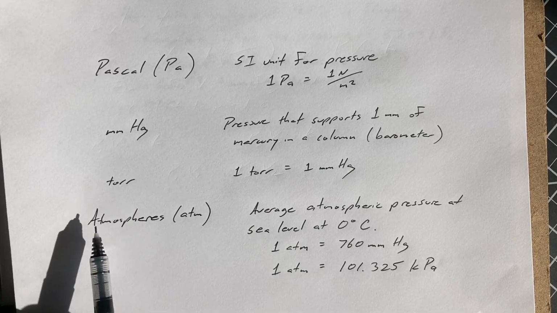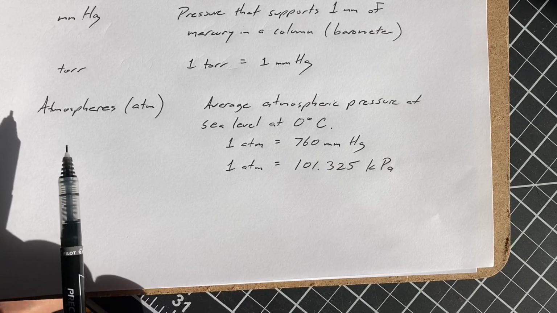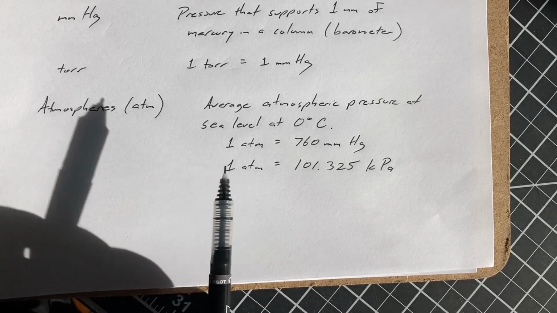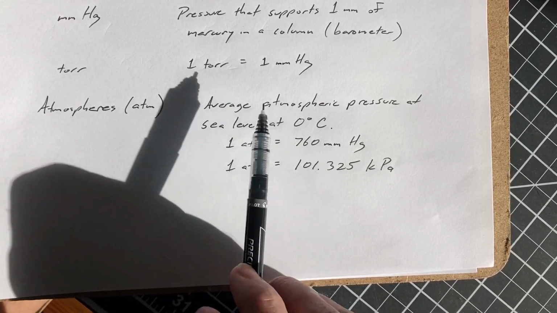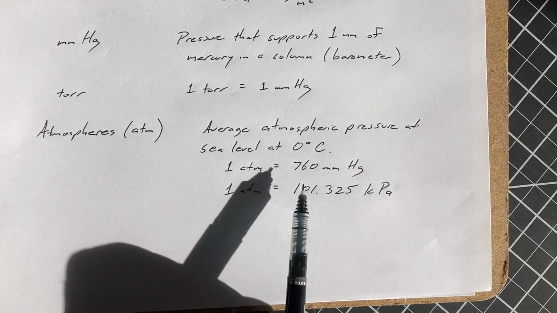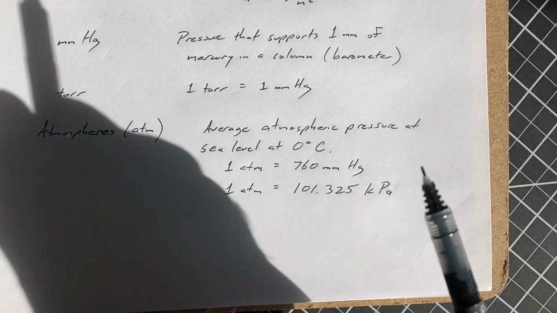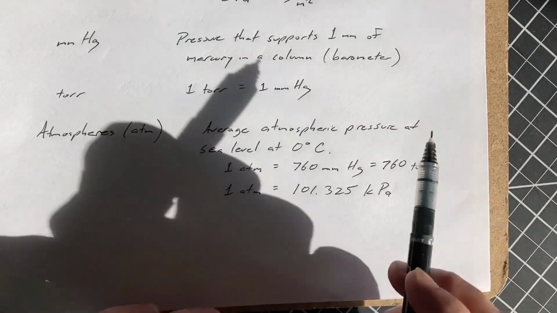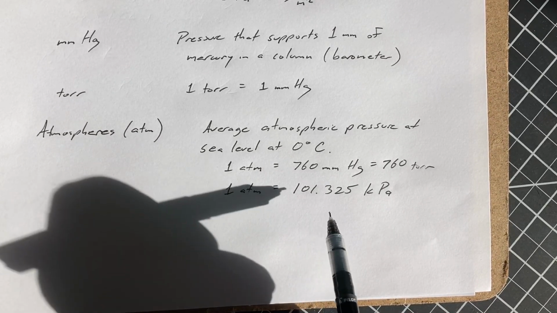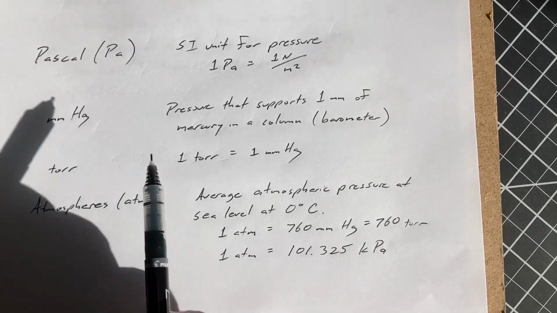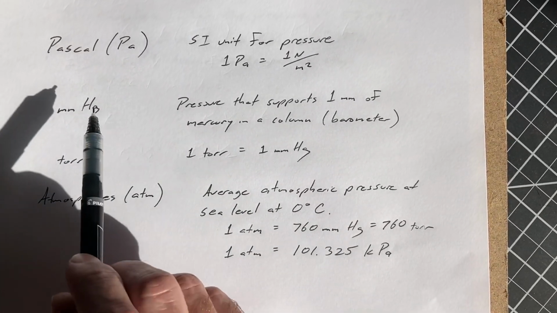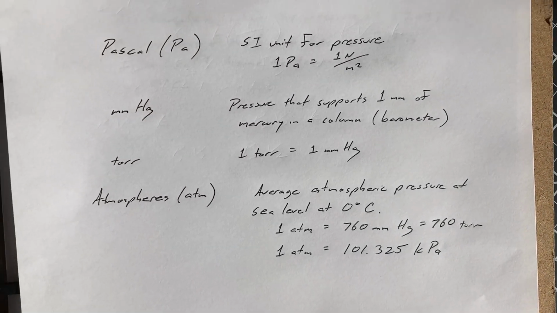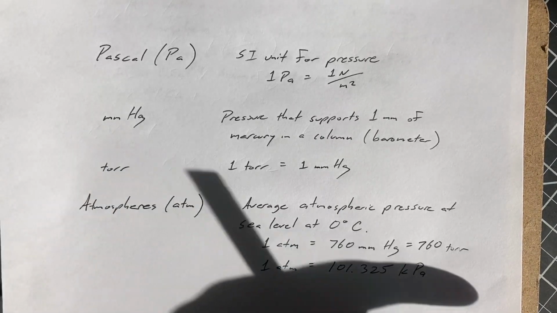Pressure is also measured in atmospheres. An atmosphere is just the amount of pressure that the Earth's atmosphere exerts at sea level at a temperature of 0 degrees. If you convert atmospheres into millimeters of mercury in your barometer, it's the same as 760 millimeters of mercury, which is the same as 760 torr. It is also the same as 101.325 kilopascals. Not pascals, kilopascals. So that means 1,000 pascals. So multiply this times 1,000 to convert it into regular pascals. So you might see your pressure measurements in any of these forms.